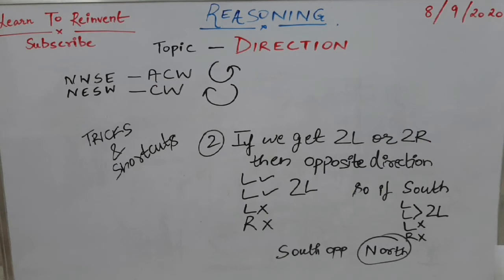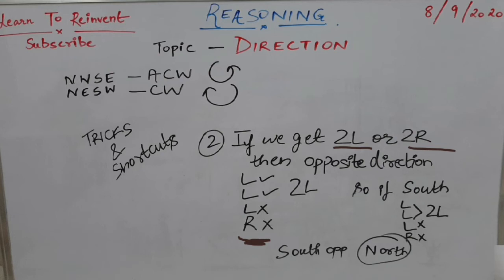Now we'll go for the second trick. The second trick shows that if we get 2 L's or 2 R's, meaning 2 lefts or 2 rights, then the answer would become the opposite direction. How? We'll show. Now suppose first a person is moving in the left direction 100 meters, then again he walks for 75 meters by turning to left, then again he turns left and walks 25 meters, and finally he walks for 25 meters and turns right. So now what is the final direction in which he is walking?